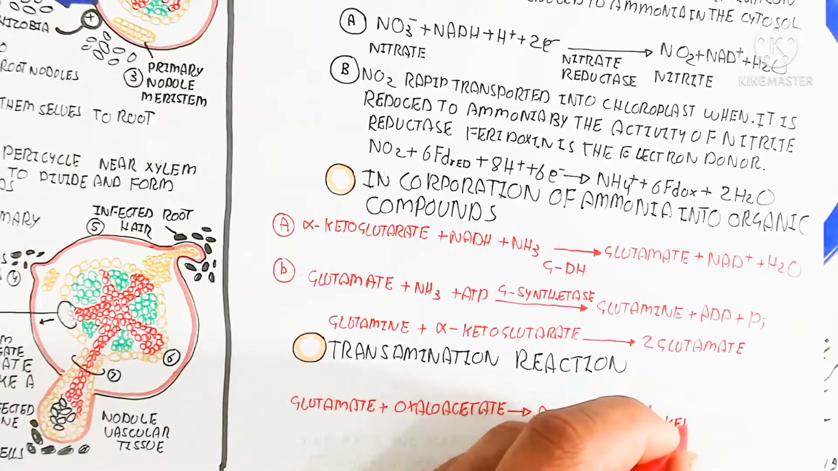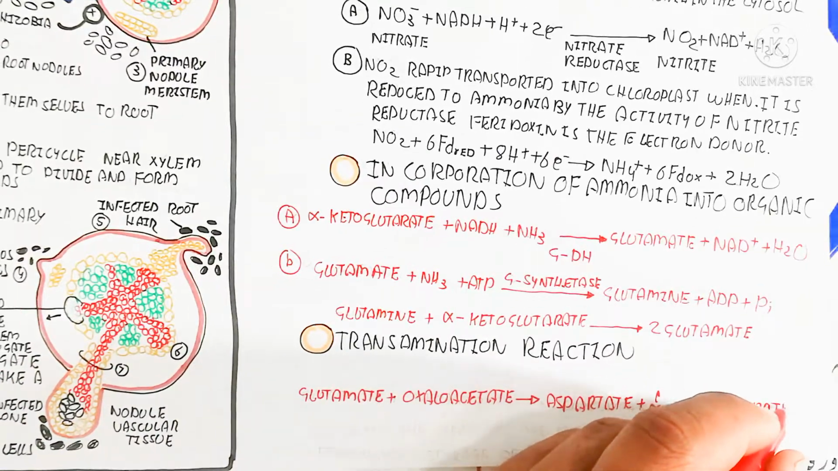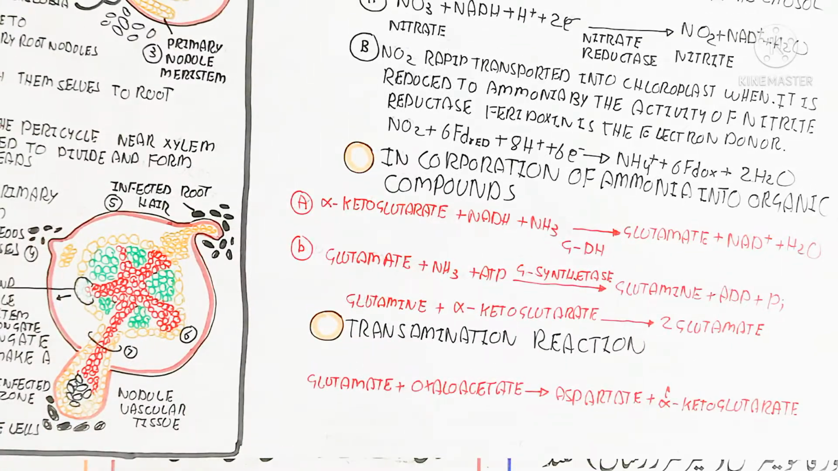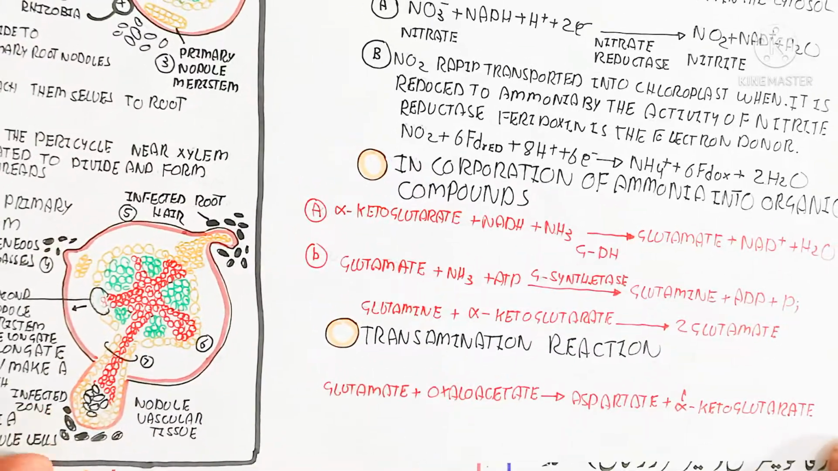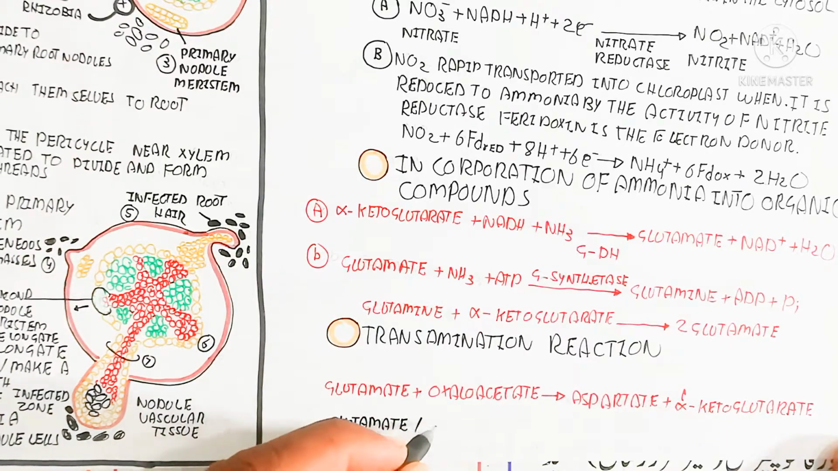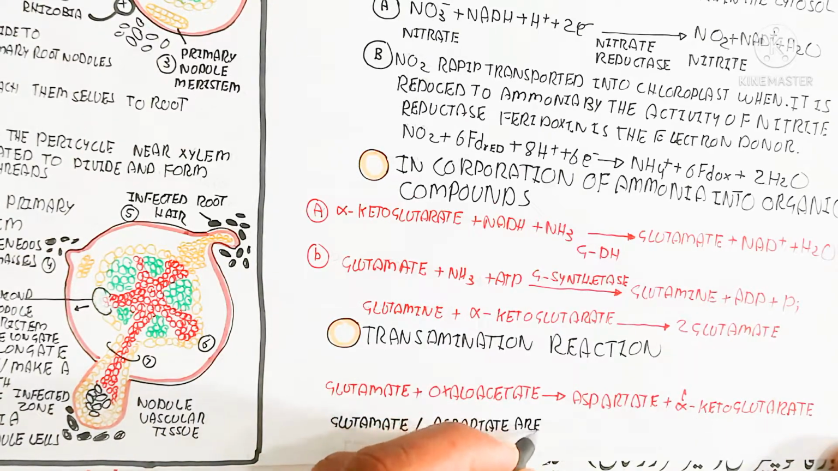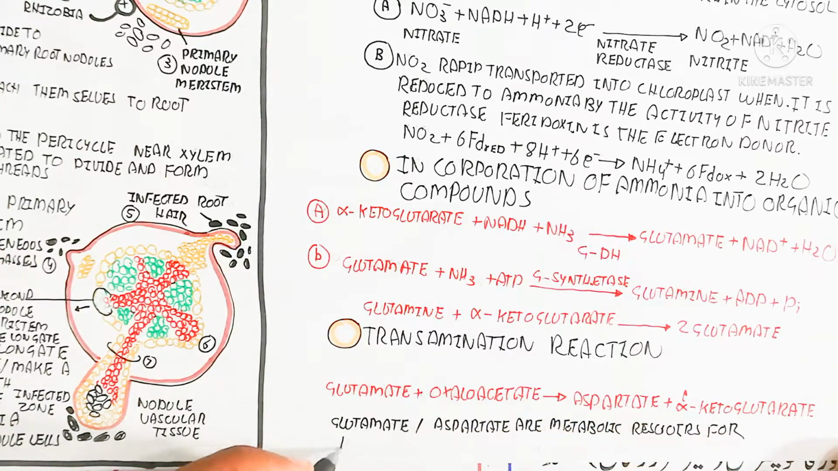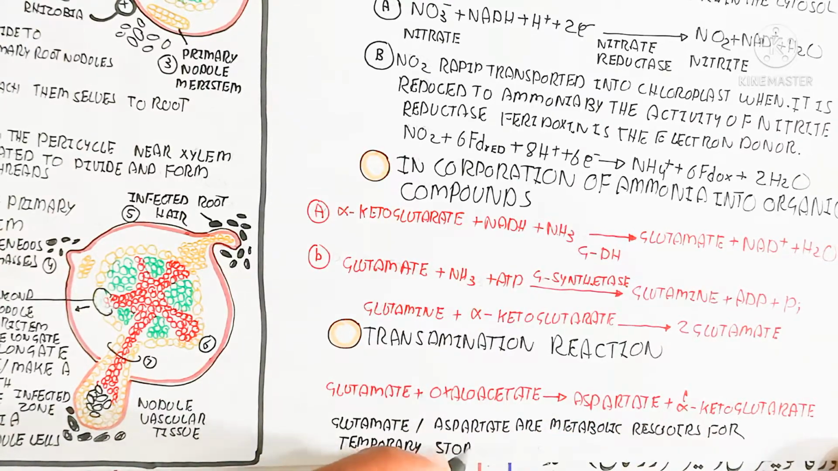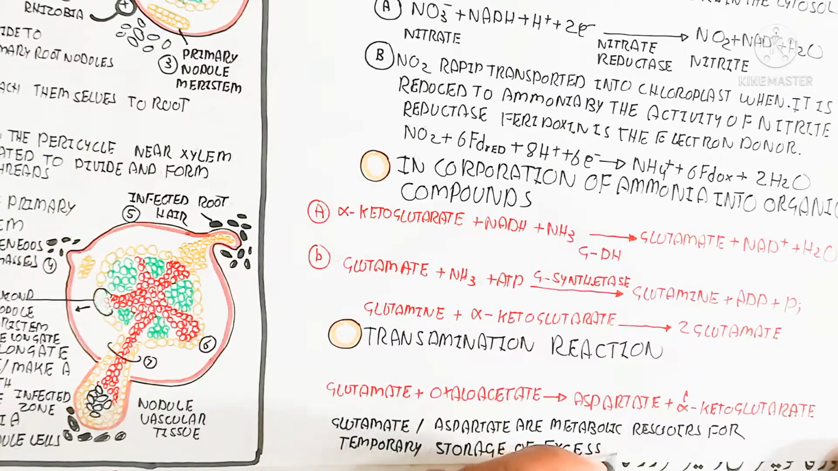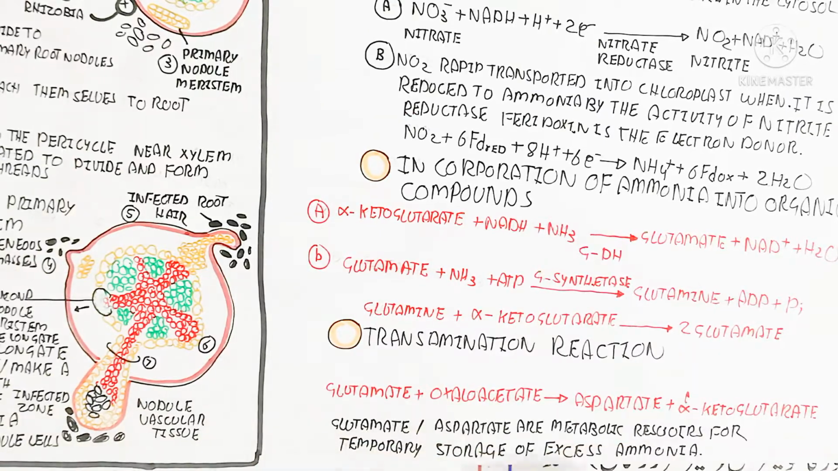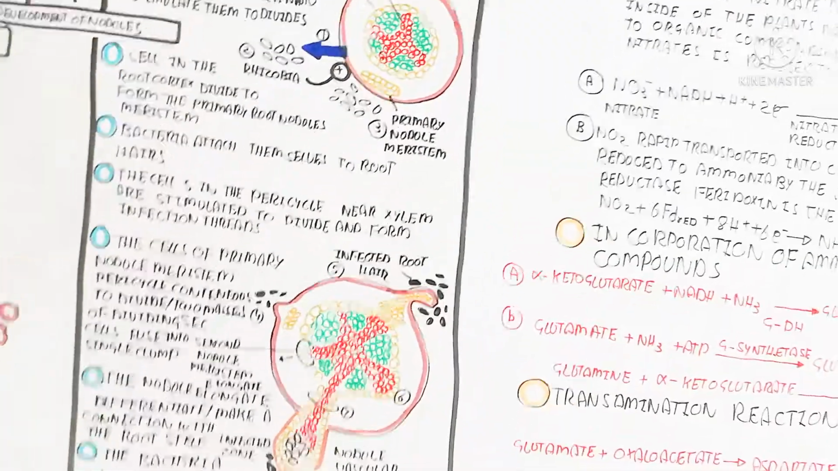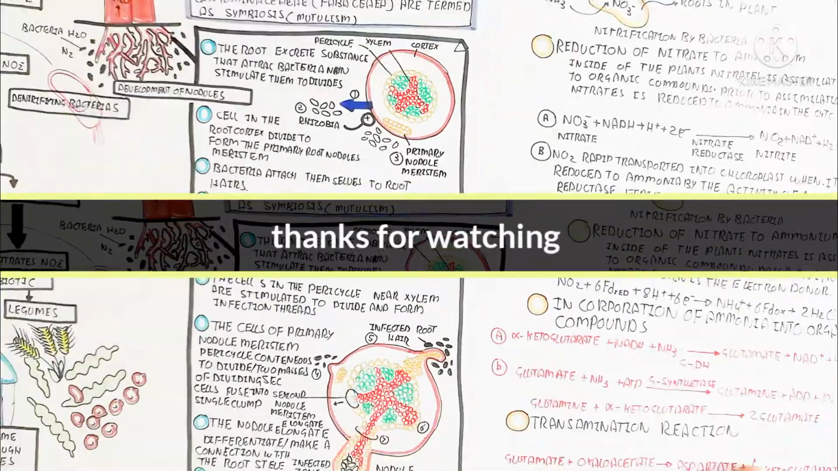In this way, the glutamate and oxaloacetate will convert into aspartate and alpha ketoglutarate. So glutamate and aspartate are the metabolic reservoir for temporary storage of excess ammonia. So in this way, the ammonia will be assimilated into the plant in the form of glutamate and aspartate. This was the biochemistry of biological nitrogen fixation. So I hope it makes sense to you.